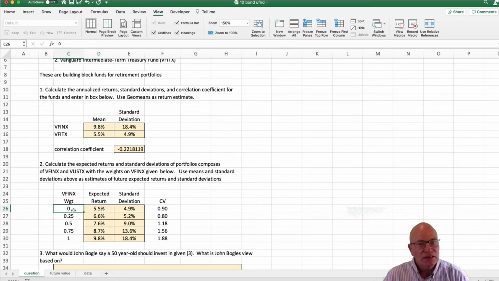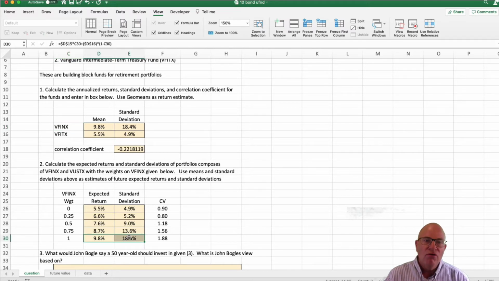We then calculated the expected return and standard deviation of portfolios, just like we have in the past. This has zero weight on our index fund, so it's exactly the same return as that for our treasury fund. One is exactly opposite. All our weight is on our stock index fund, so it has exactly the same return as our stock index fund, and then in the middle we have these returns. All right, those are the risk and returns.